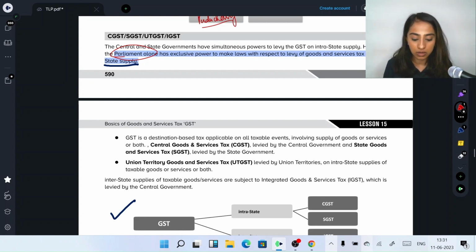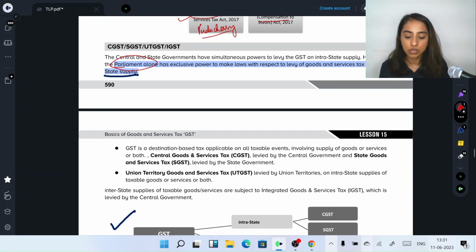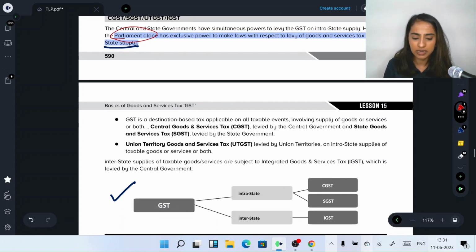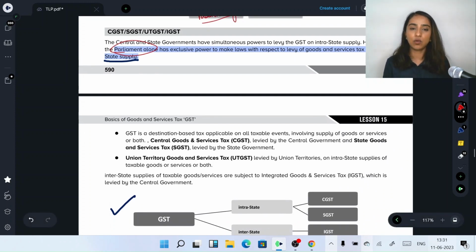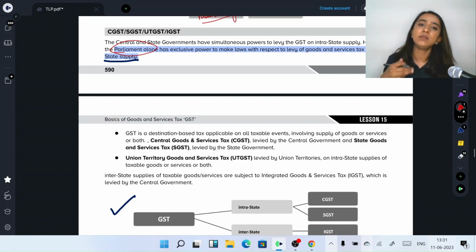Now, there is a lot of repetition in this chapter, so it looks big, but it is not. Once you understand what the meaning is and what they're actually trying to say, and once you understand the foundation, it remains the same.